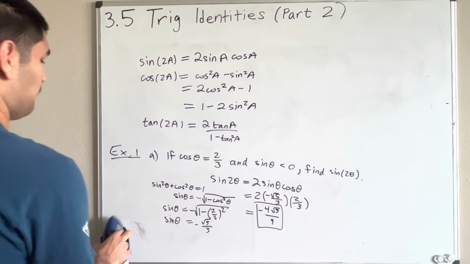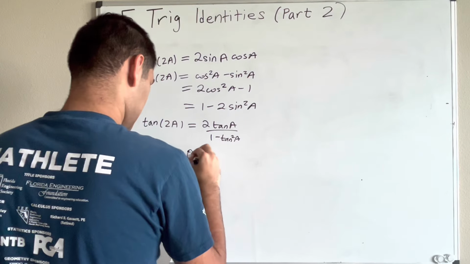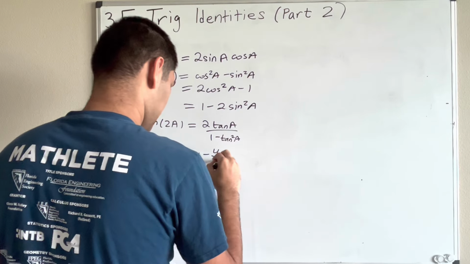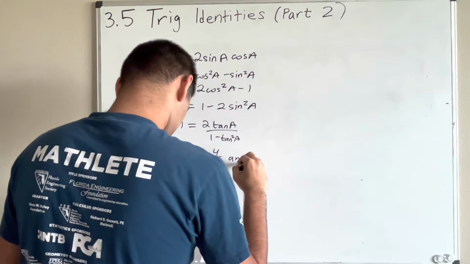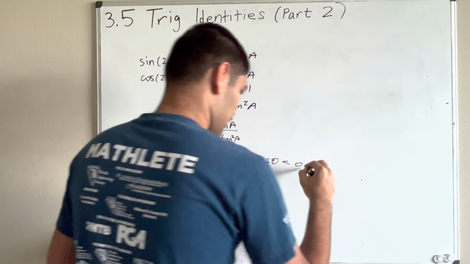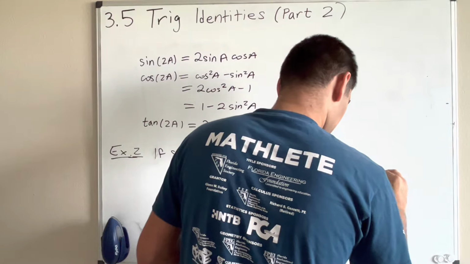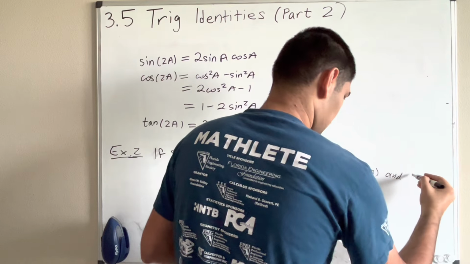Let's do another example. If sine theta is equal to negative 4/5 and cosine theta is less than 0, find cosine of 2 theta and tangent 2 theta.